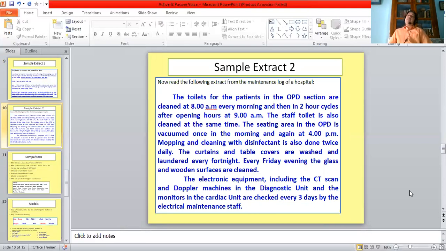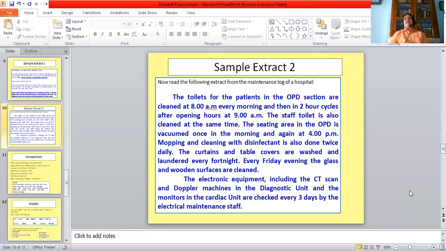So what is it telling us? It's telling us about the cleaning operations, how the OPD section is cleaned and sanitized, and at what intervals it is done, and also other things like glasswork, curtains, everything is cleaned periodically, and electronic equipment is also looked after and cleaned, and everything is checked, okay, in the diagnostic units, that the machines are operating properly, the diagnostic section, in the cardiac unit, and so on.